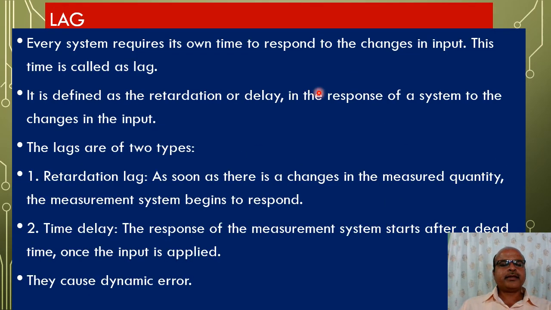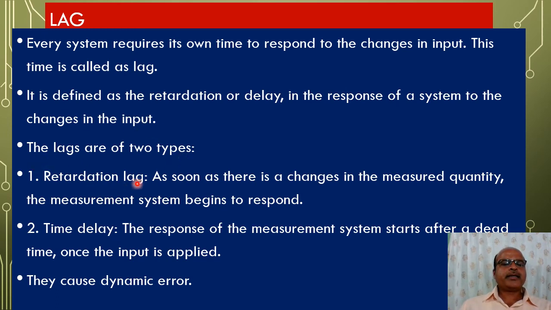And next is lag. What is lag? Every system requires its own time to respond to the changes in input. This time is called lag. That is, if you give input, the equipment takes some time to respond to the changes in the input, and that is called lag. The word itself indicates it is defined as a retardation or delay in the response of a system to the changes in the input. The lags are of two types.